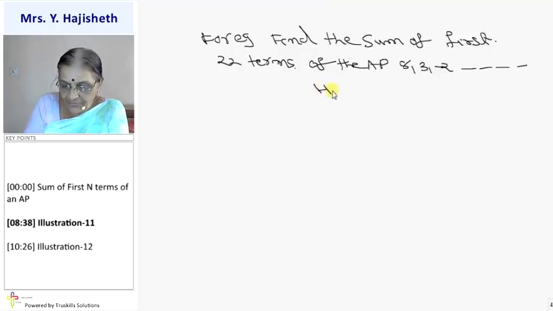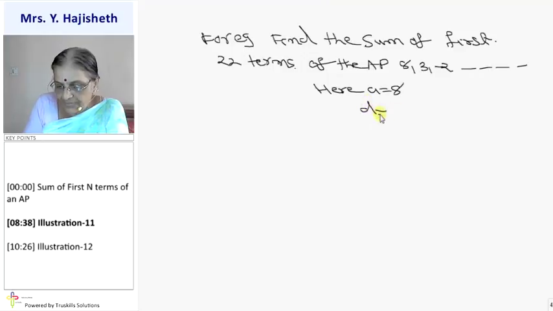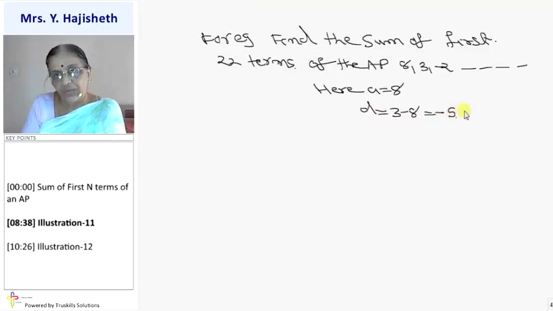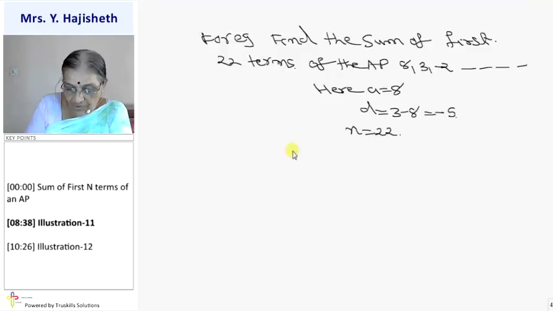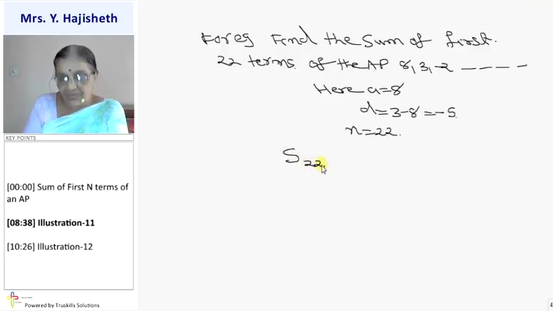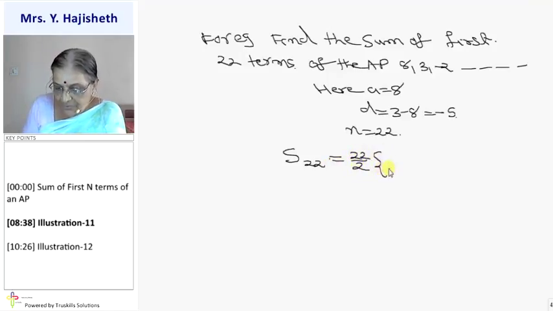So here, find out what is a? 8. What is d? T2 minus T1. So 3 minus 8, so it is minus 5. And n is 22. In the formula of Sn, I am given n, a and d. So which formula is better? The first one, n by 2, bracket 2a plus n minus 1 d. n minus 1 is 21 d. Clear?